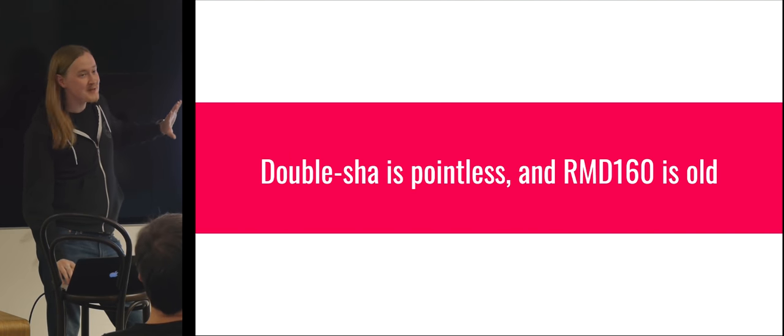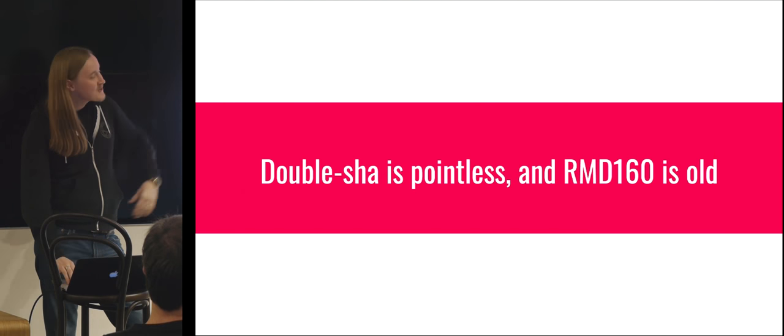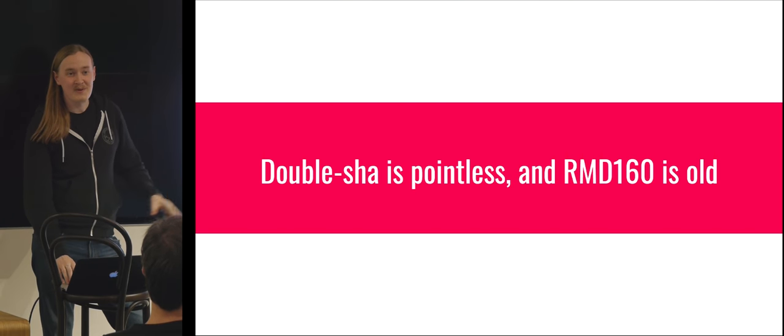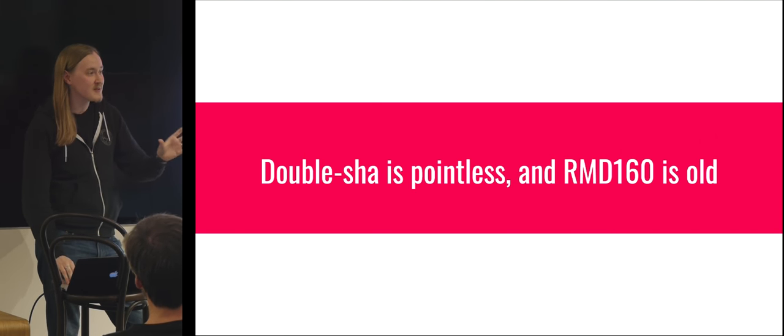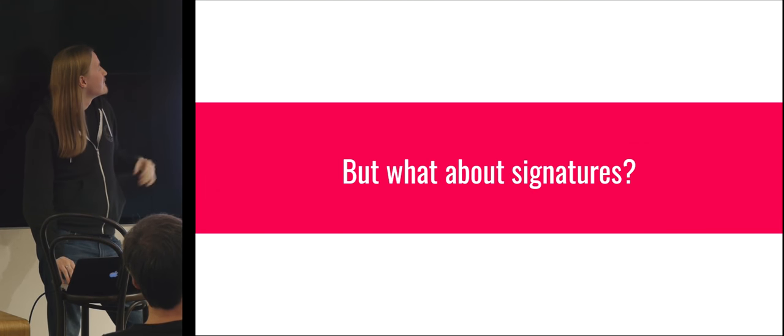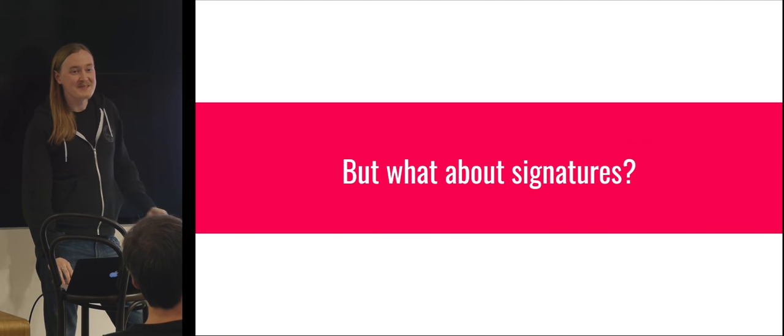All right, so double SHA is pointless. RMD-160 is pointless. Hash-160 is just like a mess. We're just going to trash all of that, and you can use a real hash function that people actually use. So what about signatures? Here we go, Tarek.